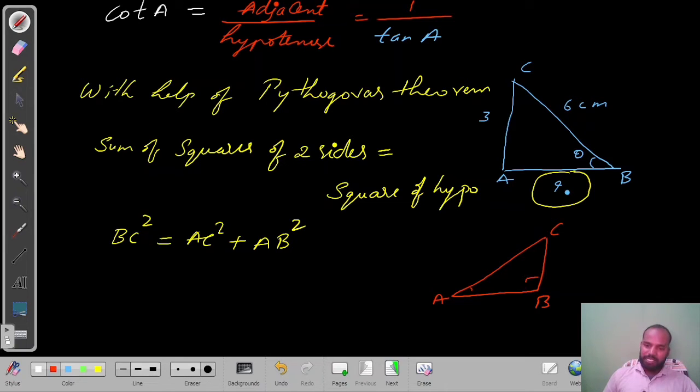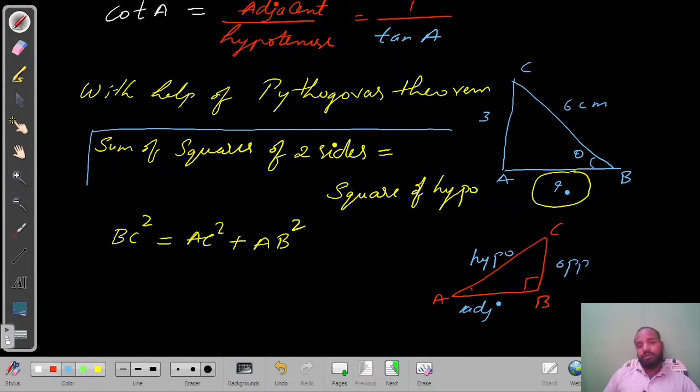Suppose the right angle is at B, then what is the hypotenuse here? This is opposite and this is adjacent. So don't forget what the Pythagoras theorem is. If you remember the Pythagoras theorem, then you will definitely get the solution. The sum of the squares of the two sides is equal to hypotenuse square. Now I changed the right angle triangle and kept the right angle at B. In the last example, I kept the right angle at A.